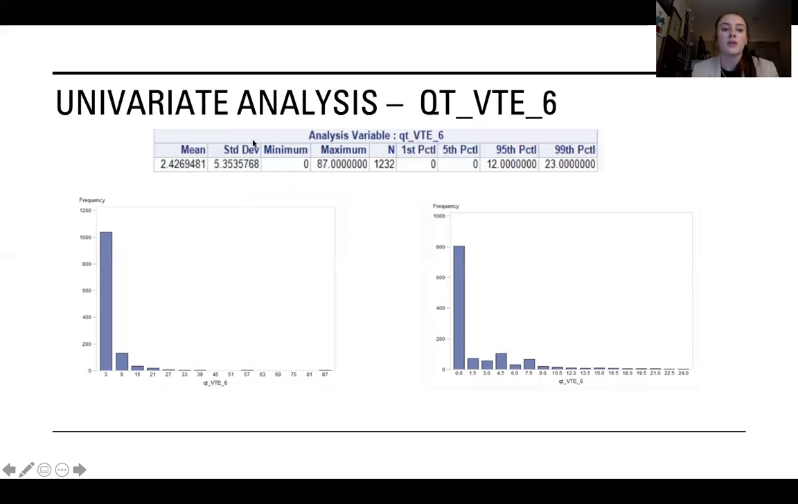And then this is the univariate analysis of the blood clot patients. This graph is the one with outliers. This graph is the one without outliers. The average patients that developed a blood clot while in the hospital is about 2. Still a low amount of patients that developed a blood clot while in the hospital, but it could be different for other hospitals, smaller, larger hospitals.